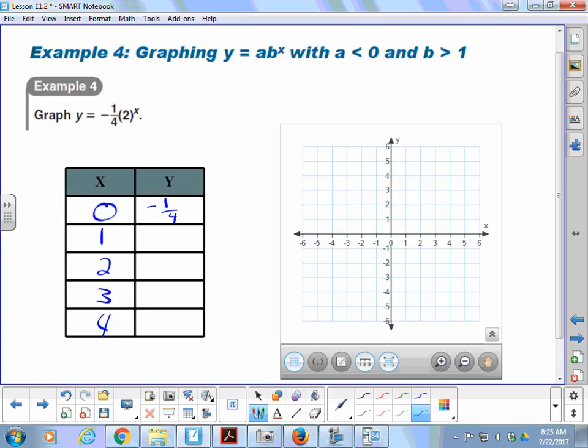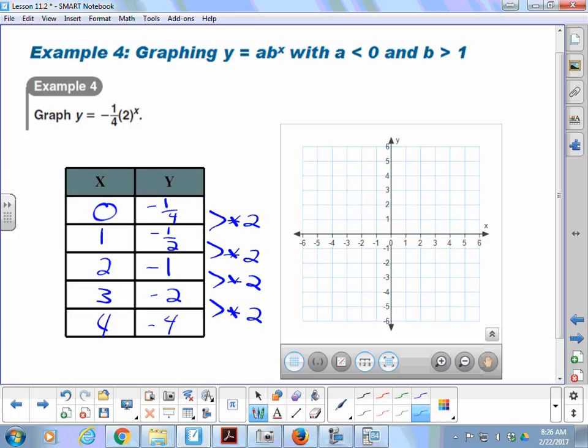All right, so if I take 1/4 and I double it, what do I get? Negative 1/2. 1/4 times 2 is 1/2, and it's negative because I'm multiplying it by a negative number. Then I multiply that by 2. 1/2 times 2 is 1, so we have negative 1 here. And then we multiply that by 2, negative 2, and multiply that by 2, negative 4.